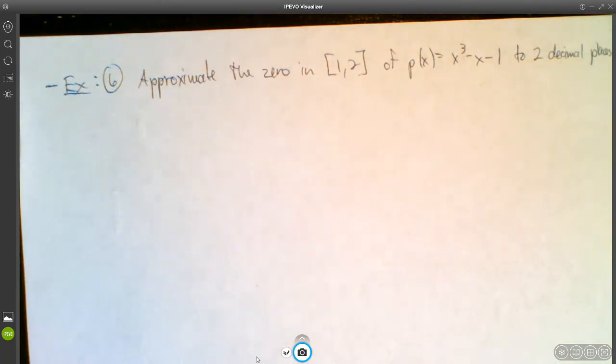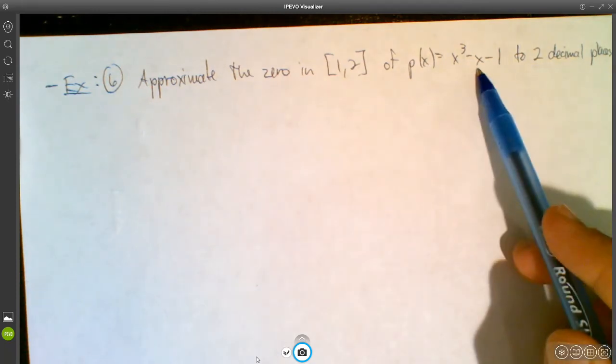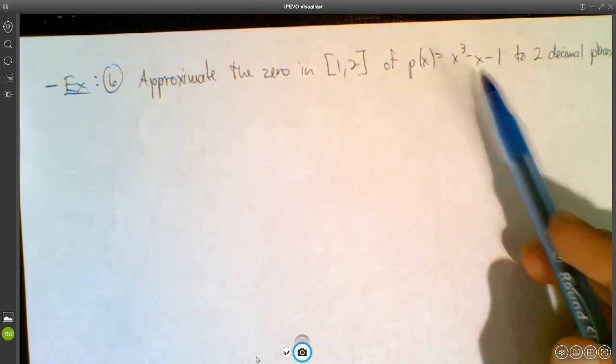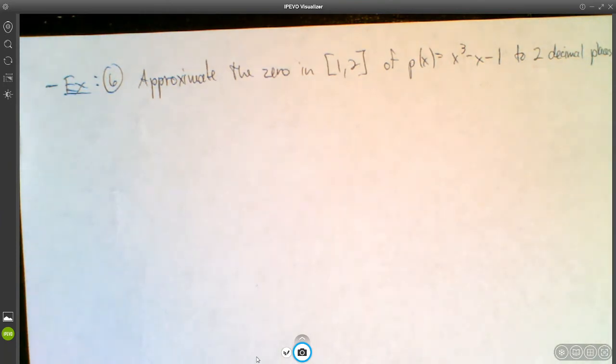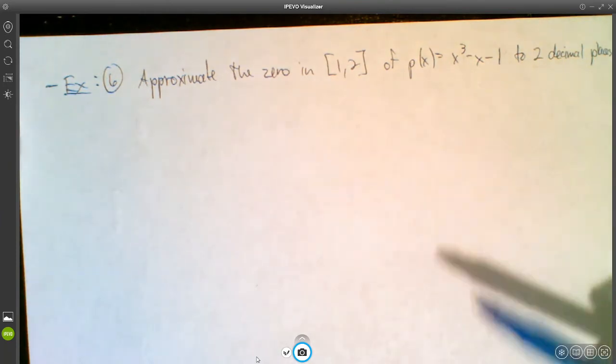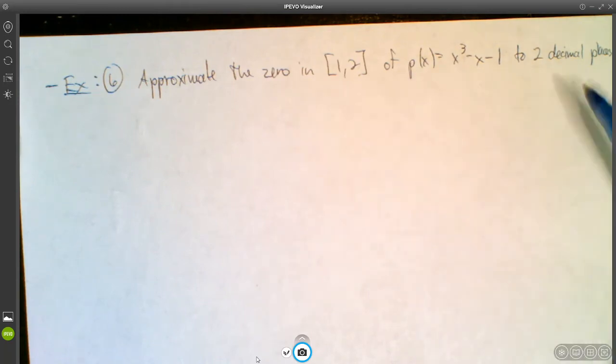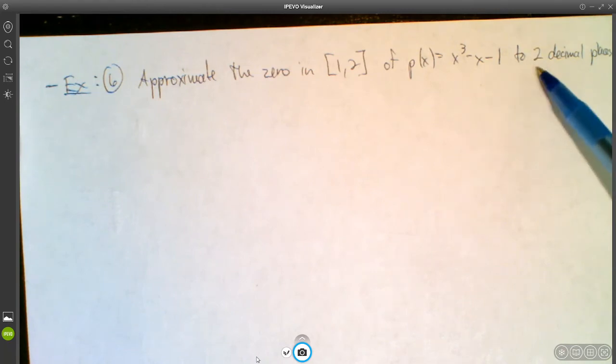Now I'll say what I was going to say. If you try to find the zeros of this function directly, you're going to struggle because there aren't any rational zeros, so they're particularly difficult to find. But the good news is that we can approximate those zeros to any desired level of accuracy, and in this case we're going to approximate them to 2 decimal places. So let's do it.